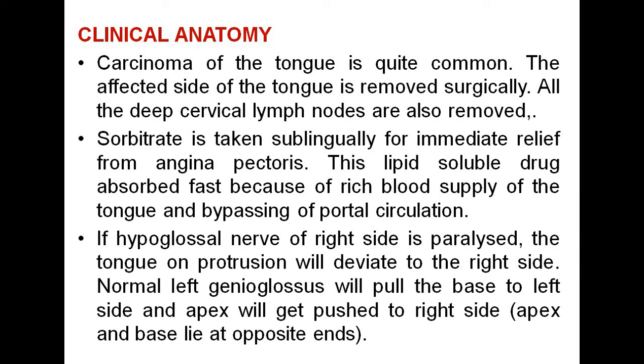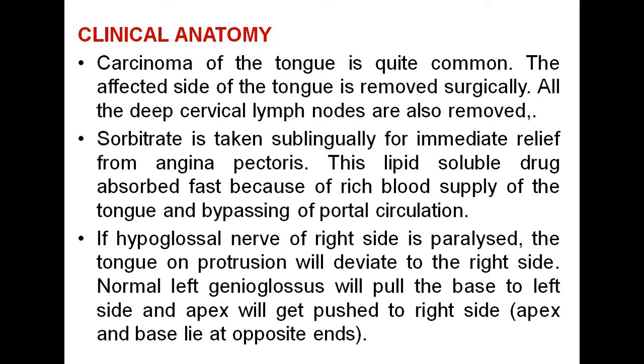If there is involvement of the lateral margin of the tongue in squamous cell carcinoma, you have to remove the affected part along with the submandibular group of lymph nodes. But if it involves the posterior one-third part of the tongue, this has a very bad prognosis, as there is bilateral infiltration of the lymphatic vessels at this region. Sorbitrate is taken sublingually for immediate relief from angina pectoris. As this is a lipid-soluble drug, it is absorbed fast because of the rich blood supply of the tongue, bypassing the portal circulation.